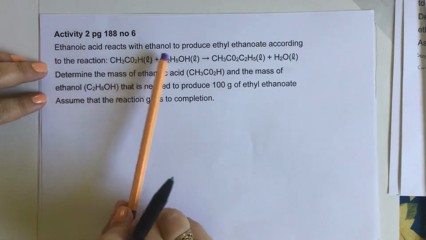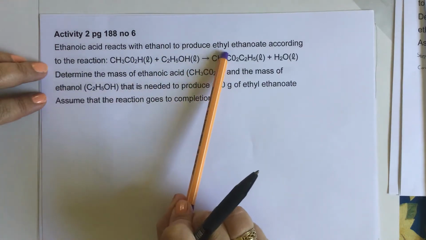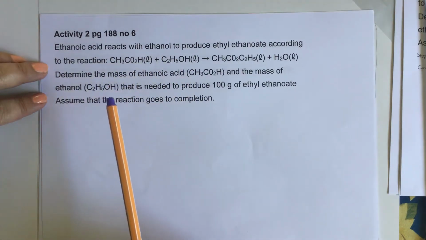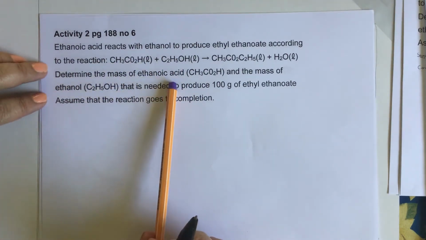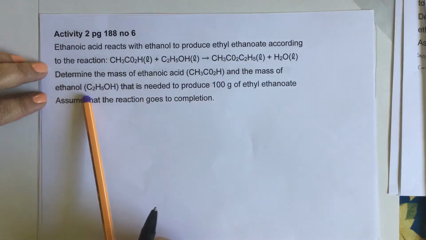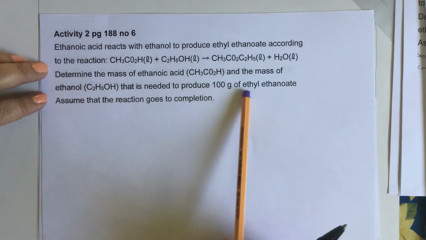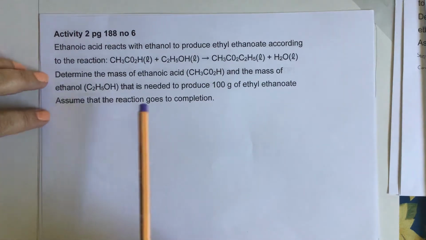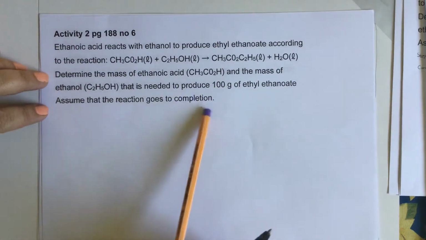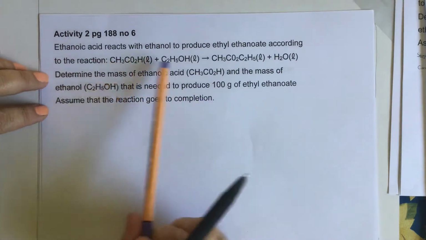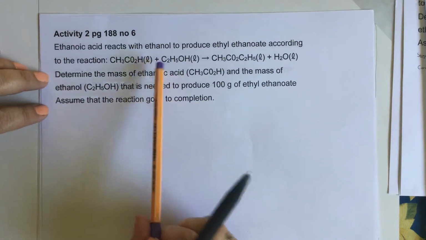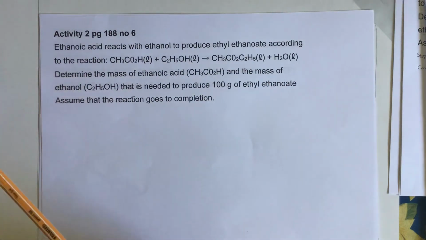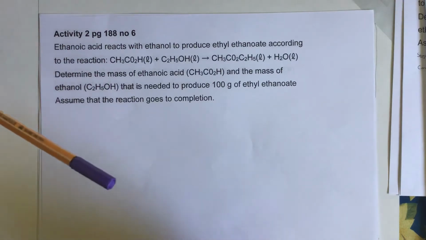Ethanoic acid reacts with ethanol to produce ethyl ethanoate according to this reaction, and the reaction is given to you. Determine the mass of the ethanoic acid and the mass of the ethanol that is needed to produce 100 grams of ethyl ethanoate. Assume that the reaction goes to completion. What does that imply? That implies that one or both of the reactants was used up in order to form the product. Right, so that is a reaction that runs to completion.